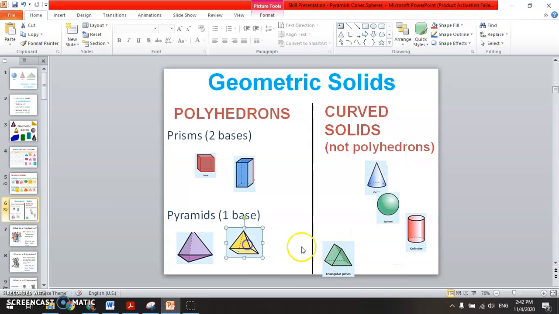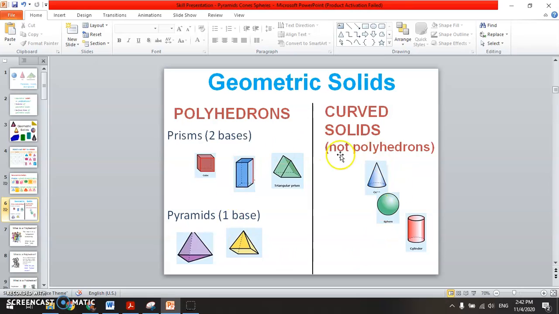This green one here is not a pyramid. This one is a prism. Notice it does not go to one point on top. The front and the back are actually two congruent parallel bases. That's considered a polyhedron. So there's a general classification of geometric solids.